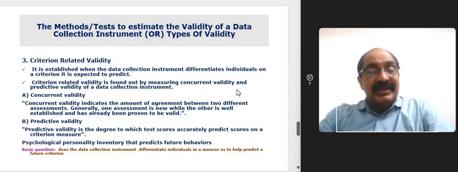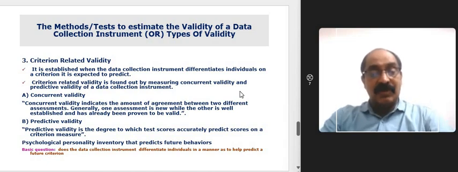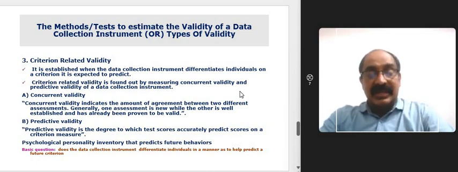The other one we call criterion related validity. In criterion related validity, there are two types of validity. One is concurrent validity, the other is predictive validity. Concurrent validity indicates the amount of agreement between two different assessments. Here there may be a proven method. For example, suppose I want to measure personality, and there is a proven method, the California Psychological Inventory. By using that inventory, I measure a particular person and find that he is highly self-confident. I develop a particular questionnaire, and my questionnaire also says that this individual has high self-confidence. Then I can say that my instrument has a high concurrent validity.